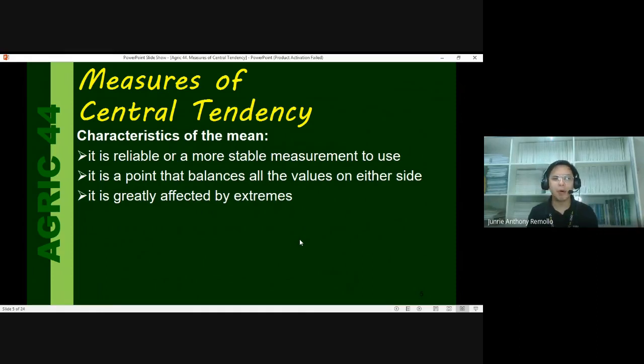It is a point that balances all the values because when we get the mean, we are actually getting the sum of the raw values in the entire set of data. It is greatly affected by the extremes because one change will automatically pull the value of the mean up or down, whether you increase or decrease it.